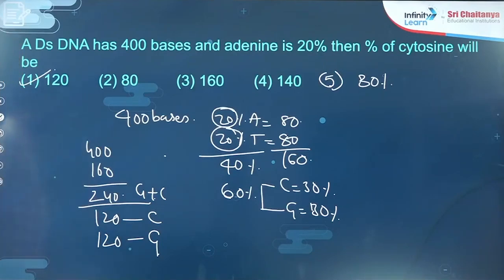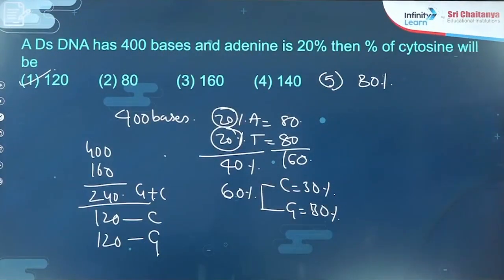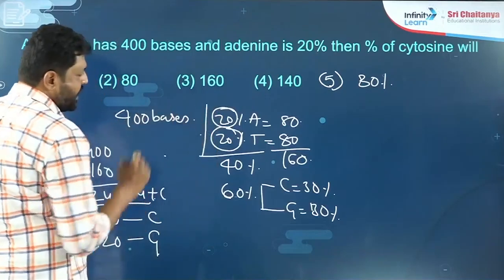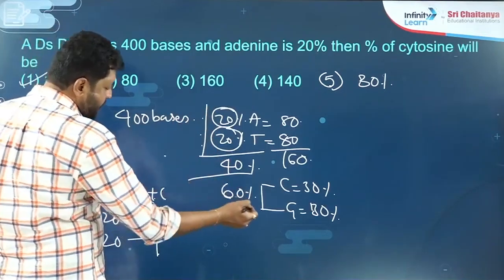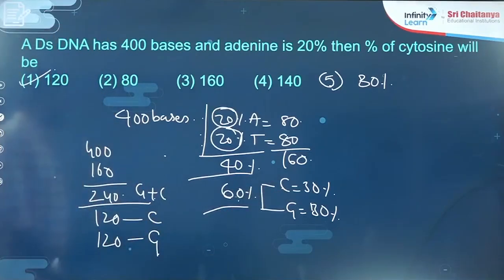Madhumita, have a look. Not 120, he is asking about the percentage of cytosine. What is the percentage? Out of 400, 120 are cytosines, so imagine what the percentage is. Or otherwise you can calculate by the next method. If adenine is 20, thymine will be 20, total is 40 and the remaining is 60. So 30% will be cytosine, 30% will be guanine. So the given options do not give the correct answer.